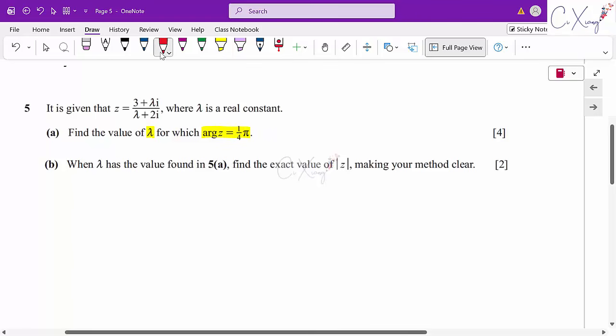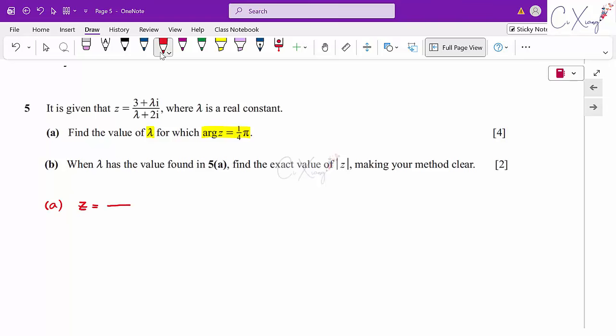When you have any complex number, we actually don't like to keep it in this fraction form with the i at the denominator. So we prefer to rationalize it first. To rationalize, we look at the denominator, which is lambda plus 2i. We multiply with the conjugate of the denominator, which is lambda minus 2i, for both the top and bottom part.